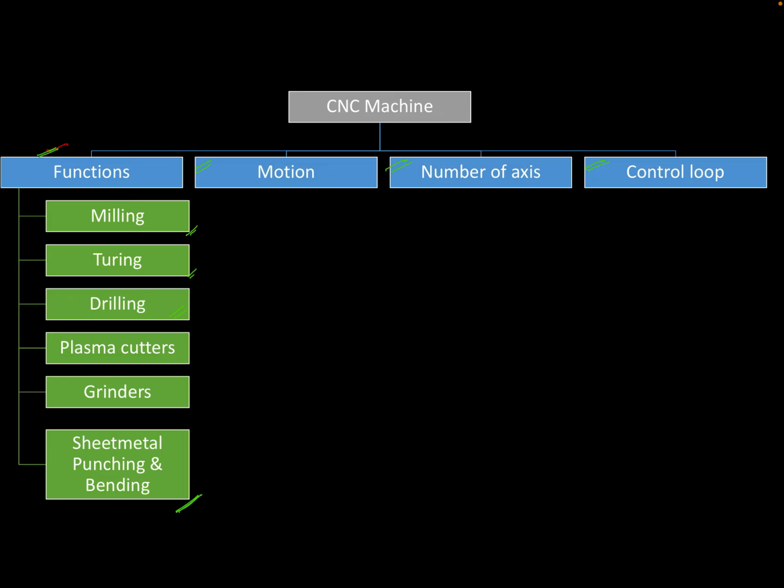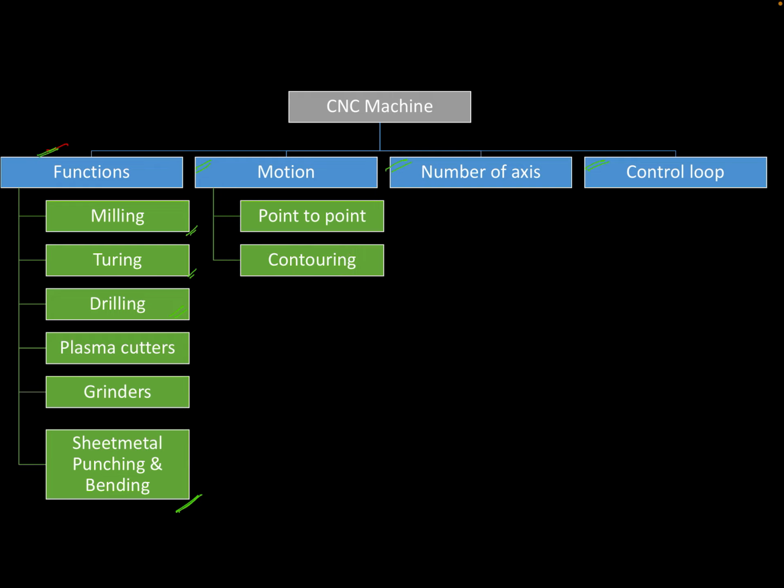Now, according to the motion, we can classify CNC machines as point-to-point motion and contouring motion. In point-to-point motion, the CNC spindle will move from one point to another point, as in the case of CNC drilling. In the case of CNC contouring, the head or the tool will perform continuous motion.